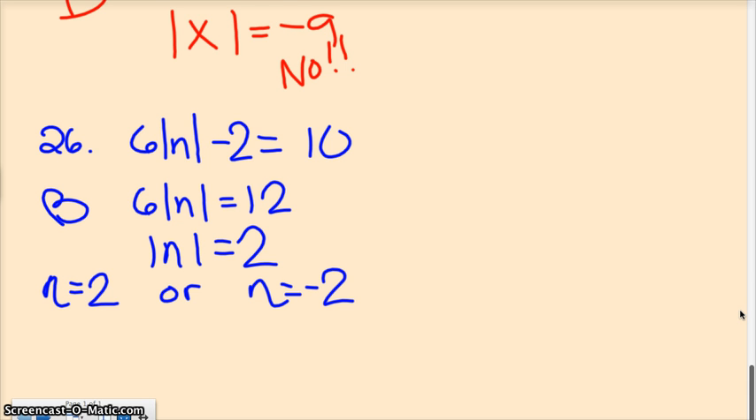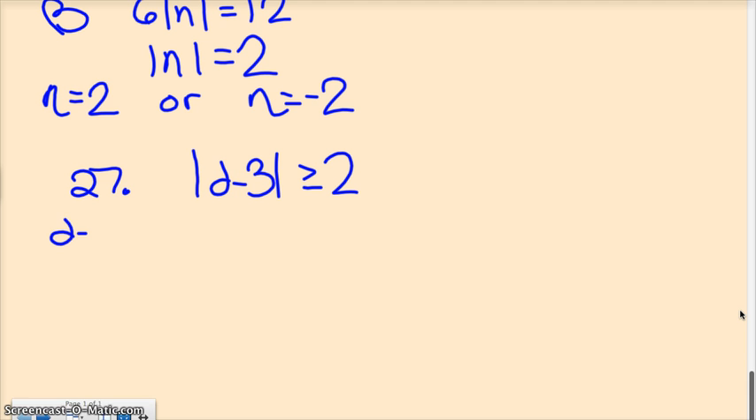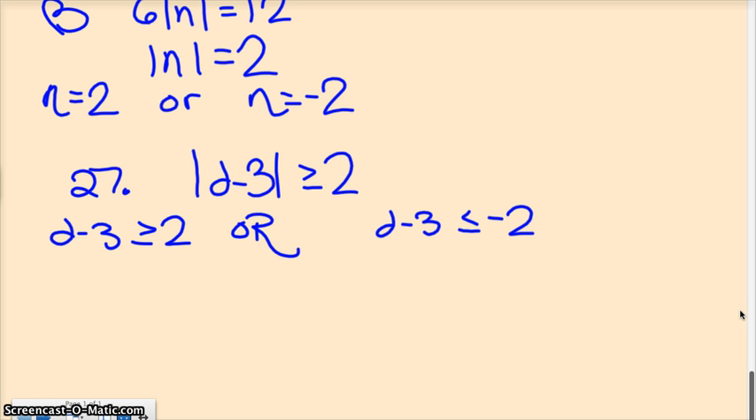And lastly, number 27. We have the absolute value of d minus 3 is bigger than or equal to 2. I can make my cases right away. d minus 3 is bigger than or equal to 2, or, now I'm going to flip that second case, d minus 3 is less than or equal to negative 2. d is bigger than or equal to 5, or d is less than or equal to 1.